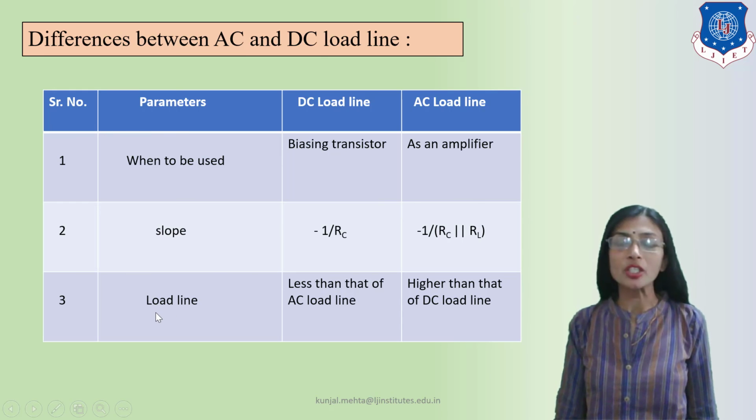Similarly, the third point, load line: the DC load line is less steep than the AC load line, and similarly the AC load line is higher than that of the DC load line. This explains the major differences between AC load line and DC load line.